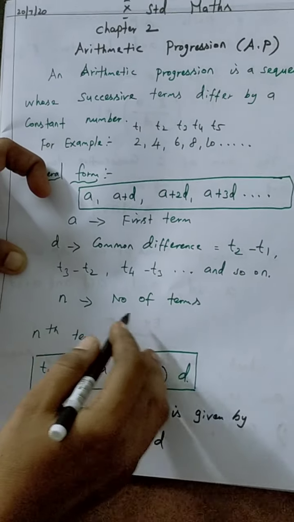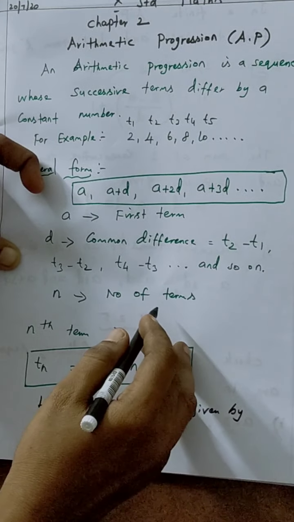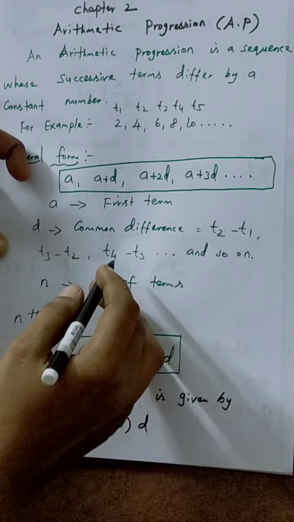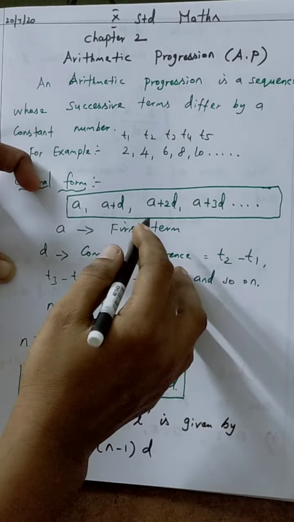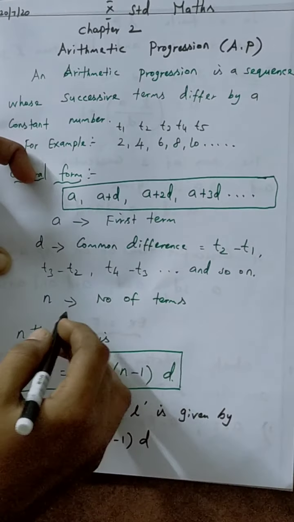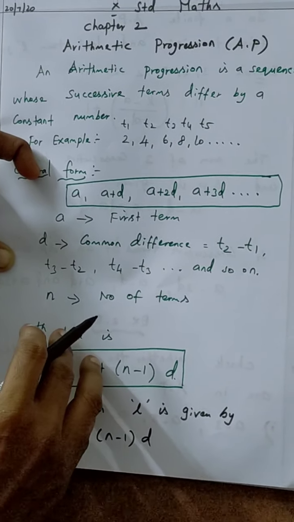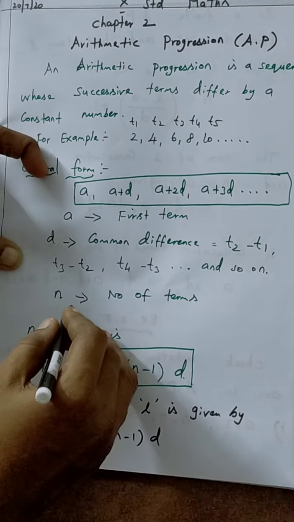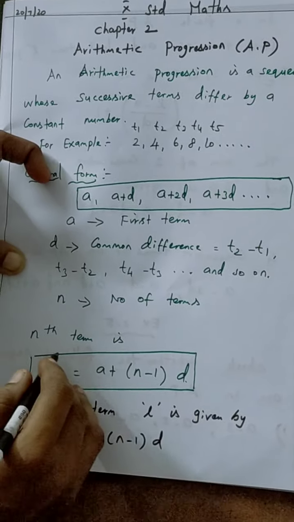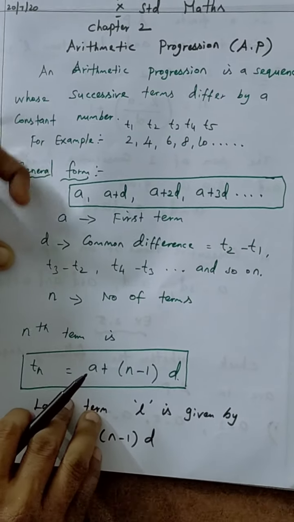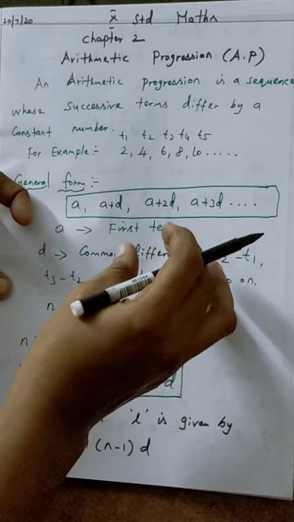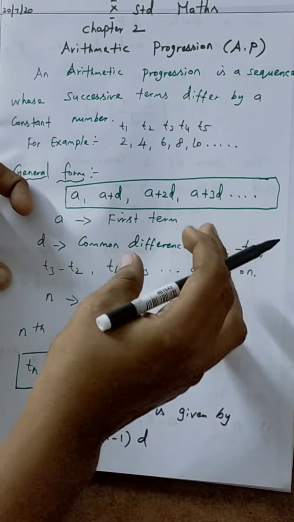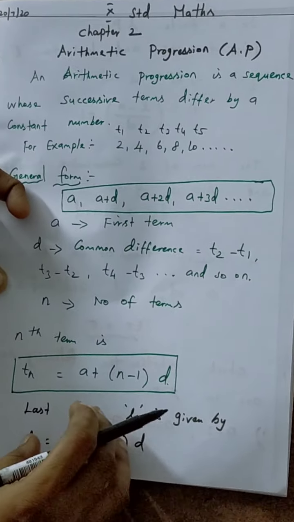And then n means the number of terms. Suppose it is a finite sequence, then you can directly find the next three terms. Suppose an unlimited number of terms are given, then you find the number of terms. That is denoted n equal to the number of terms. So what is the nth term formula? Suppose fewer than 10 terms are given, then we directly add or subtract to find the next terms.